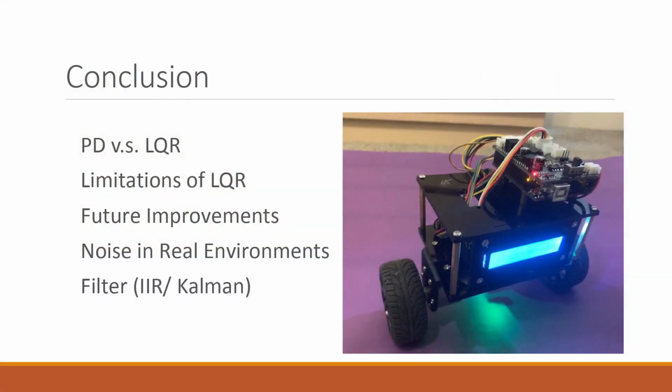In conclusion, the PD controller is more generic, and the LQR controller performs better on the self-balancing robot. The main limitation of the LQR controller I implemented is that it has no ability to turn, since I mounted 2 wheels together, so it's something to improve on in the future.